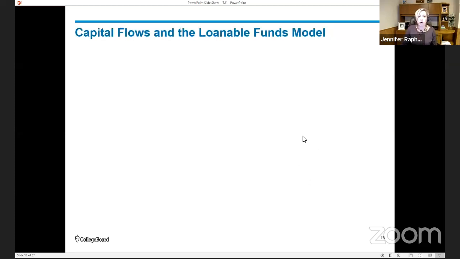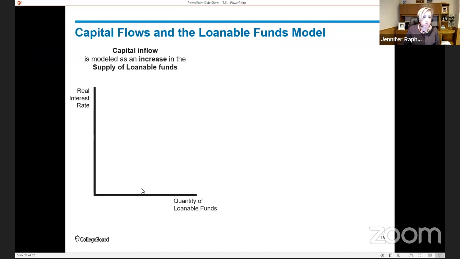All right, so finally, we're going to connect the capital flows to the loanable funds model, and this is pretty straightforward. You know that the supply of loanable funds represents the behavior of savers. So we're only looking at shifting the supply of loanable funds curve. When we have capital inflow, we model it as an increase in the supply of loanable funds. You'll remember that when you graph the loanable funds model, which is a hypothetical model, there are a lot of different ways to lend money to people. So there's no one marketplace, but we represent all of the availability of money for lending as the loanable funds market. So we're looking at the real interest rate.